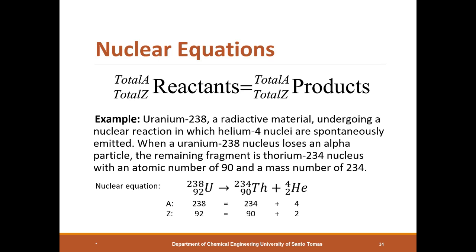Now just to check that the rules are applied, we have A as the mass number, which sums up to 238 on the left side and also 238 on the right side, being a result of 234 plus 4. And the atomic number, which is 92 for uranium, is just going to be equal to the sum of 90 and 2. Thus, the rules are applied.